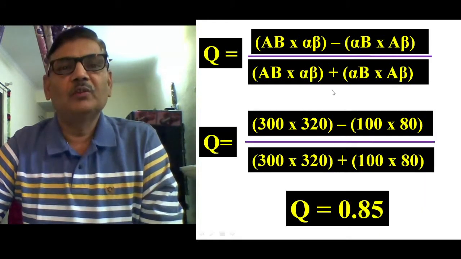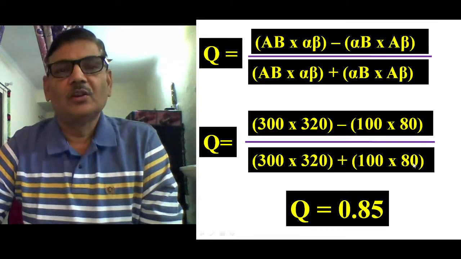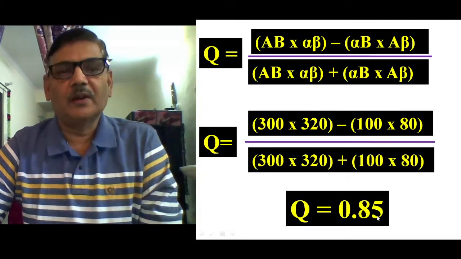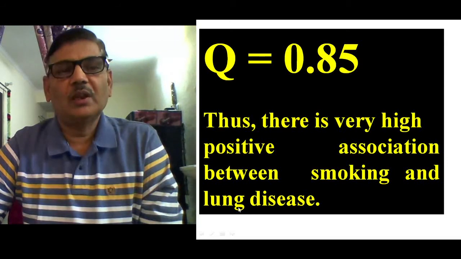Now we can simply put the values in the formula. So when we put the value 300 into 320, because 300 are AB types and alpha beta types are 320, minus 100, they are alpha B, into 80, and divided by 300 into 320 plus 100 into 80. When we solve this, then Q value will come 0.85. So this shows that there is very high positive association between smoking and lung disease.